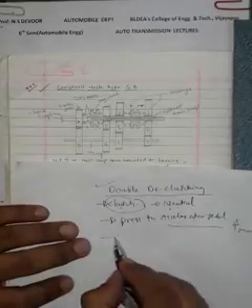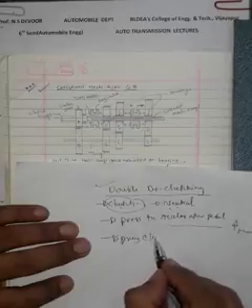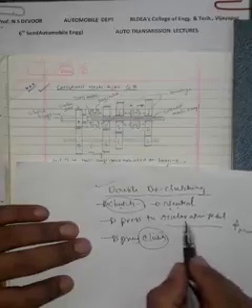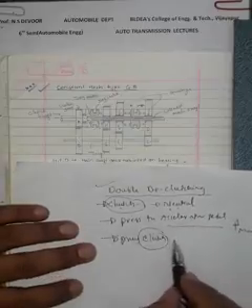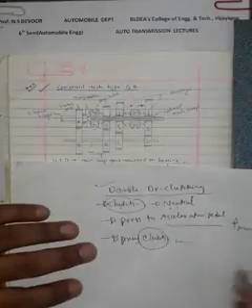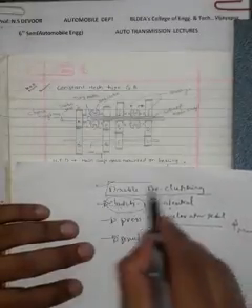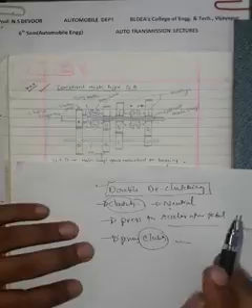Then again the driver has to press the clutch. Already in neutral, press the clutch. Then shift to whatever gear is required, the lower gear. Now what happened here? As the driver presses the clutch two times, it is called double declutching.